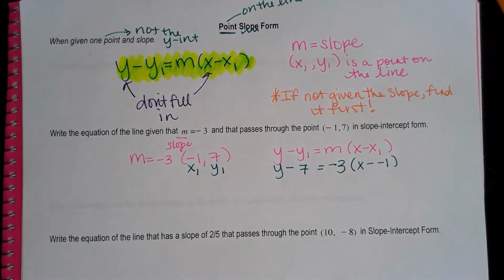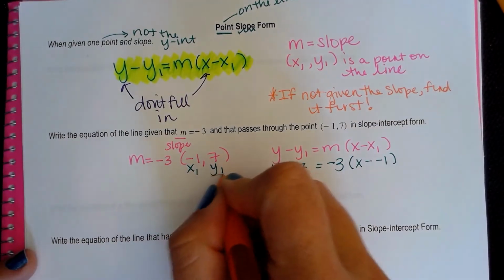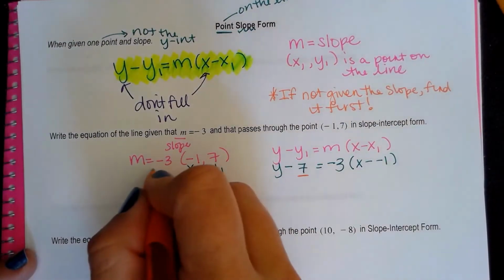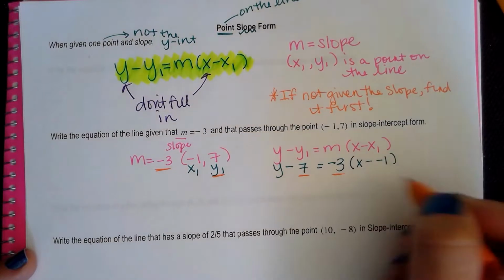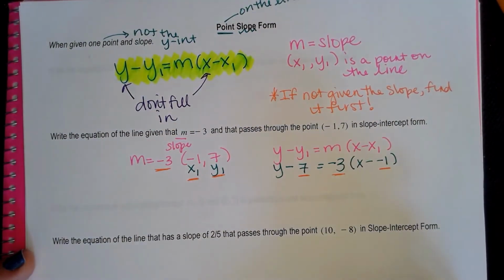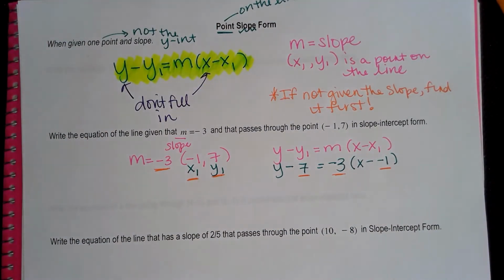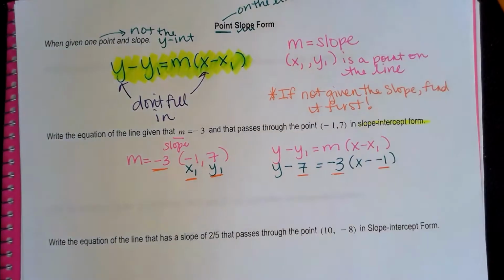Okay, so again, just to point it out, y1, m, x1. Okay, so all I did there was plug stuff in. Okay, so then now it wants it in slope-intercept form.